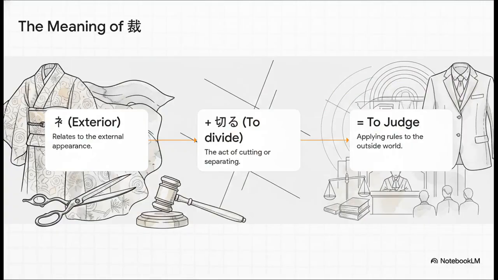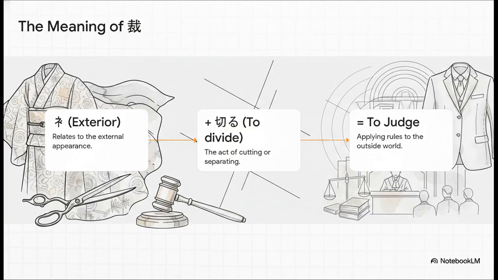Let's break down this character, Sei, Sabaku. On the left, you've got the radical for clothing, for appearance, E, and the part on the right means to cut or to divide. So what happens when you put them together? You get the powerful concept of applying a rule to cut, divide, or arrange an external structure.